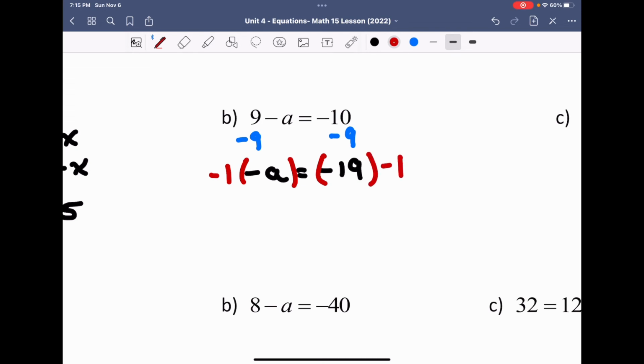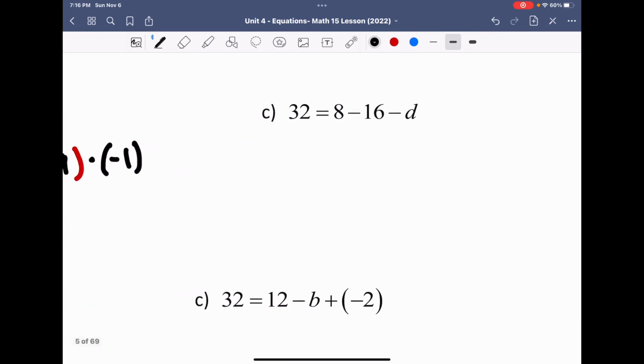If I multiply both sides by negative 1, and I should probably rewrite the right-hand side as multiplied by negative 1, if I multiply both sides by negative 1 here, I get a positive a on my left is equal to negative 19 times negative 1, which is positive 19.